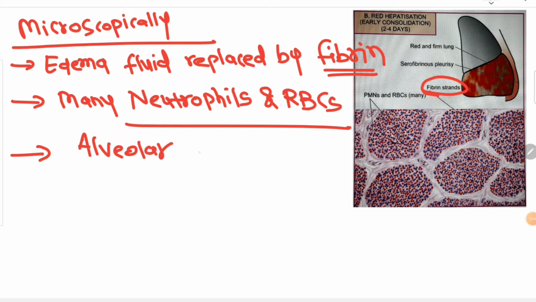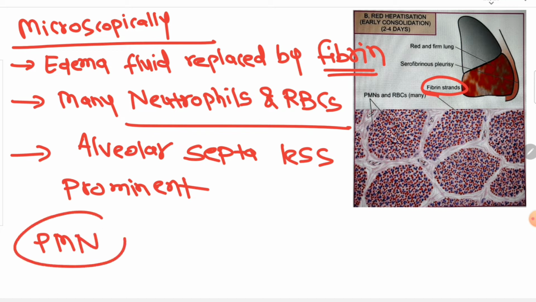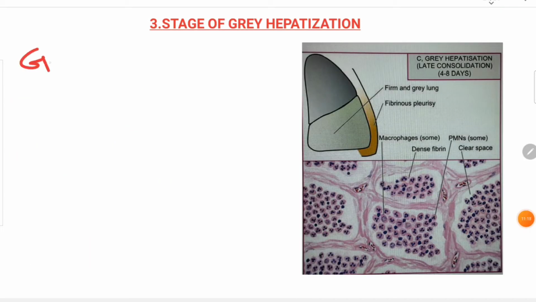Follow the arrow. That's why the hepatization, firmness of the lung occurred. And the alveolar septa is less prominent in this particular stage of red hepatization. Now, what is the function of neutrophil here? So obviously a neutrophil will do the function of phagocytosis. They will ingest the bacteria, they will do the phagocytosis and they will kill the bacteria. That's why there are lots of neutrophils to remove the bacteria.